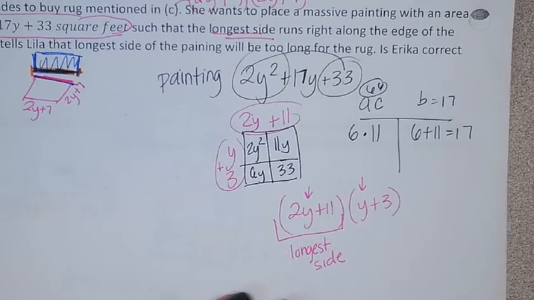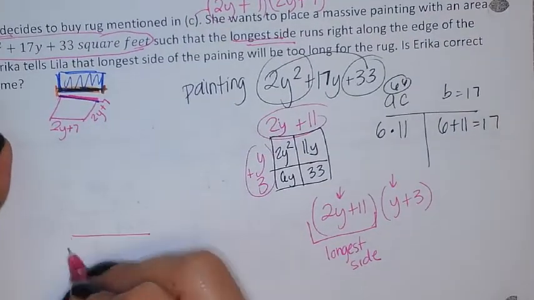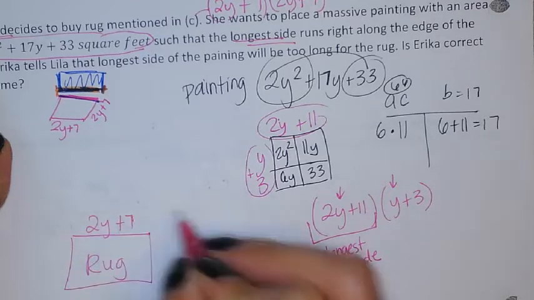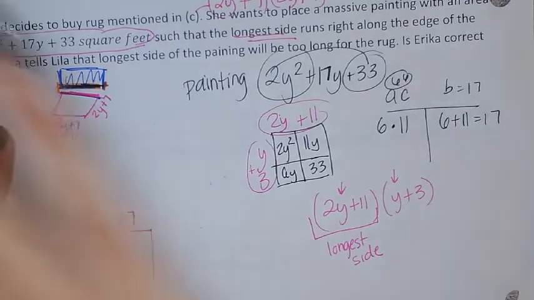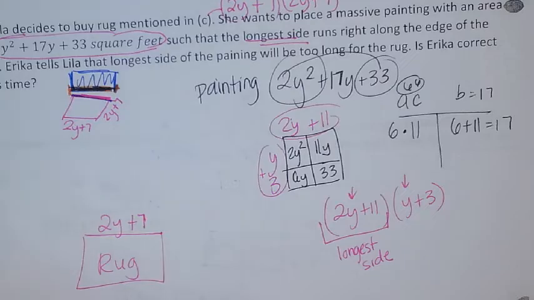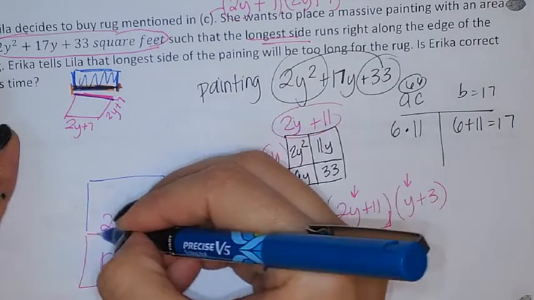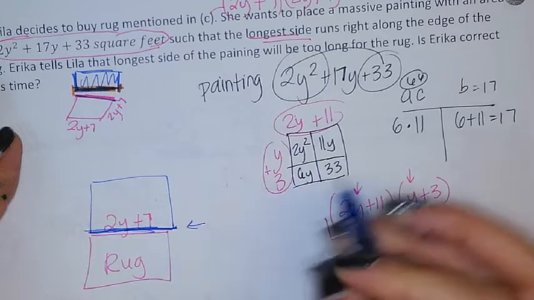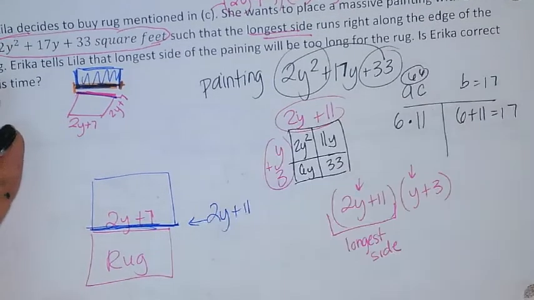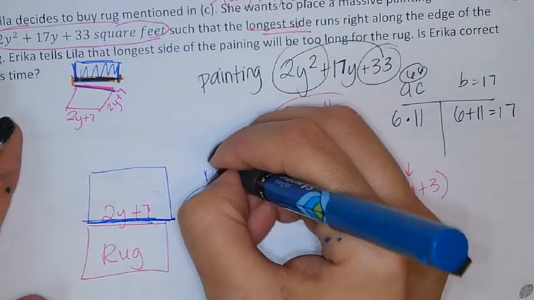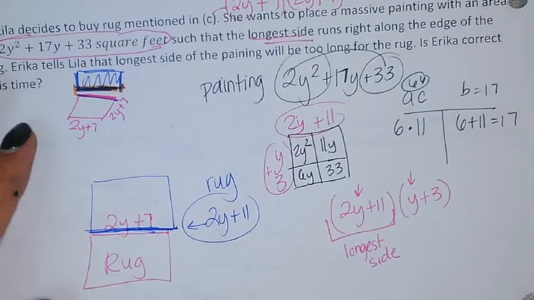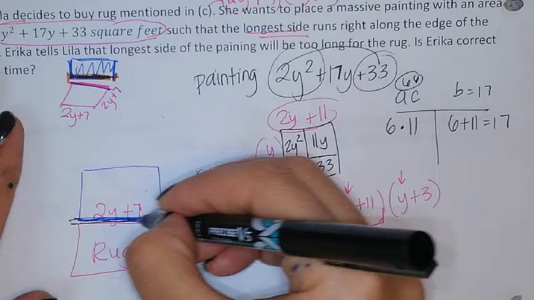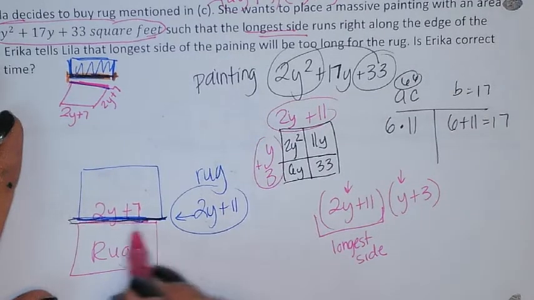So going back to our drawing, here is the rug, 2y plus 7. Here is the painting, and that edge has to match here. But this edge right here of the painting is 2y plus 11. This is the rug. So I think Erica here is correct. The painting has 2y plus 11. The rug has 2y plus 7.